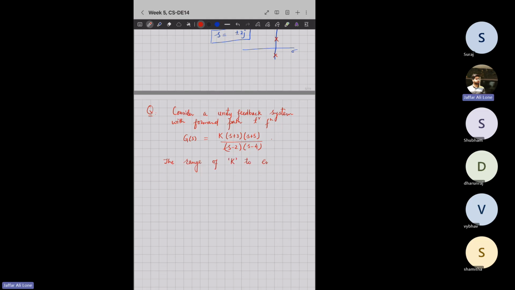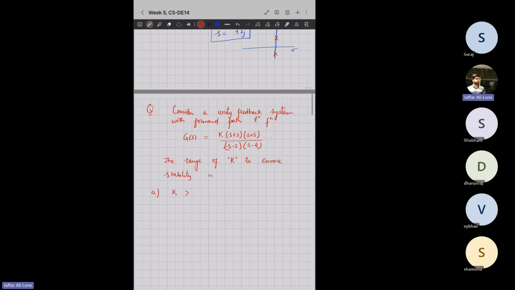to ensure stability is. Everybody try to solve it. My option A is K greater than 6 over 8. Option B is K less than minus 1 or K greater than 3 over 4. Option C is K less than minus 1. Option D is minus 1 less than K less than 3 by 4. Please solve it.